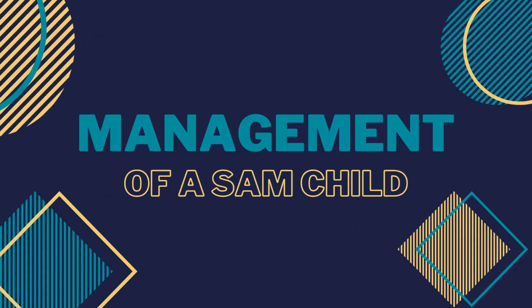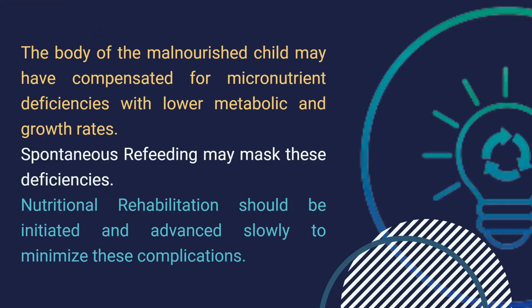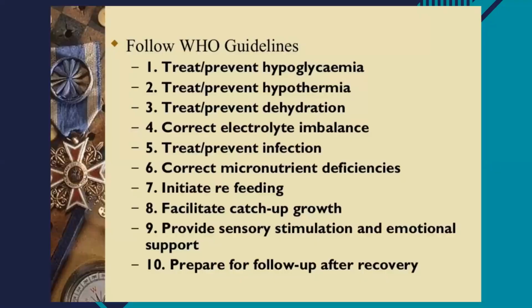Management of a severely acute malnourished child. The body of the malnourished child may have compensated for micronutrient deficiencies with lower metabolic and growth rates. Spontaneous refeeding may mask these deficiencies, so the nutritional rehabilitation should be initiated and advanced slowly to minimize these complications. This is the WHO guidelines of 10 procedures for treatment of malnutrition.